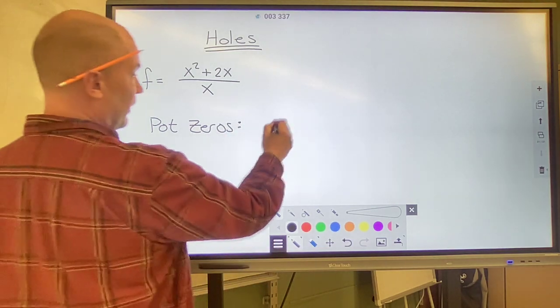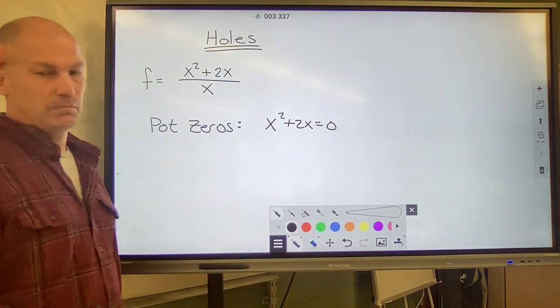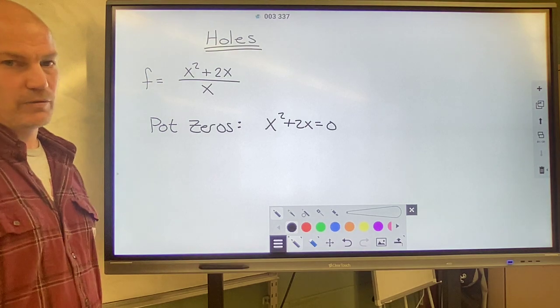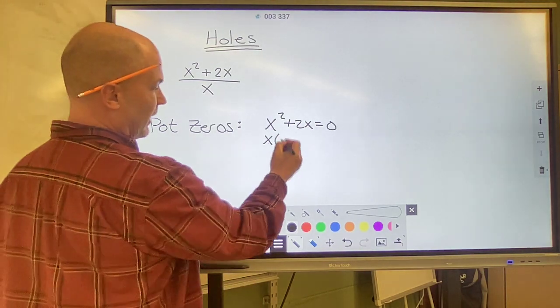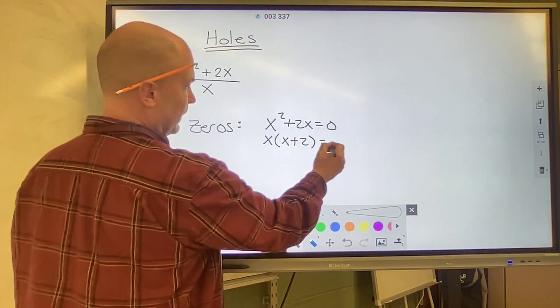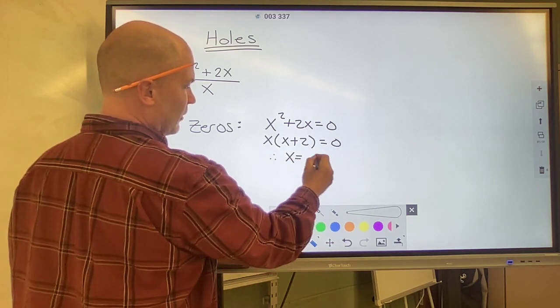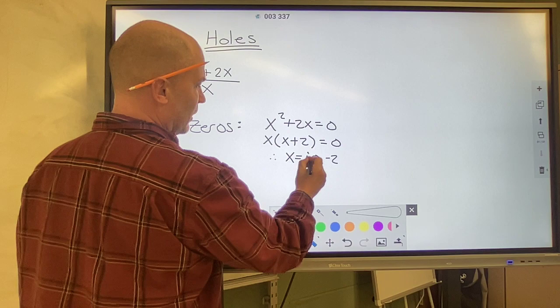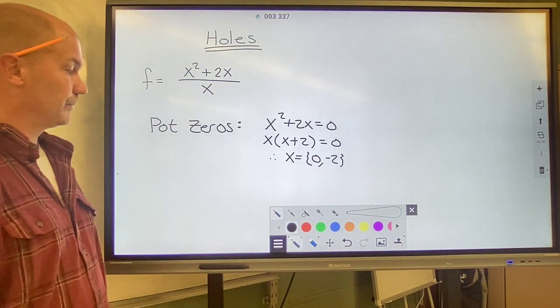So I'm going to go, oh, x squared plus 2x equals 0. Like, as always, it's a quadratic. There's a lot of ways to solve it. I see right away that I can factor out an x. So I have x times x plus 2 equals 0. Therefore, x equals 0 and negative 2 are my potential zeros.